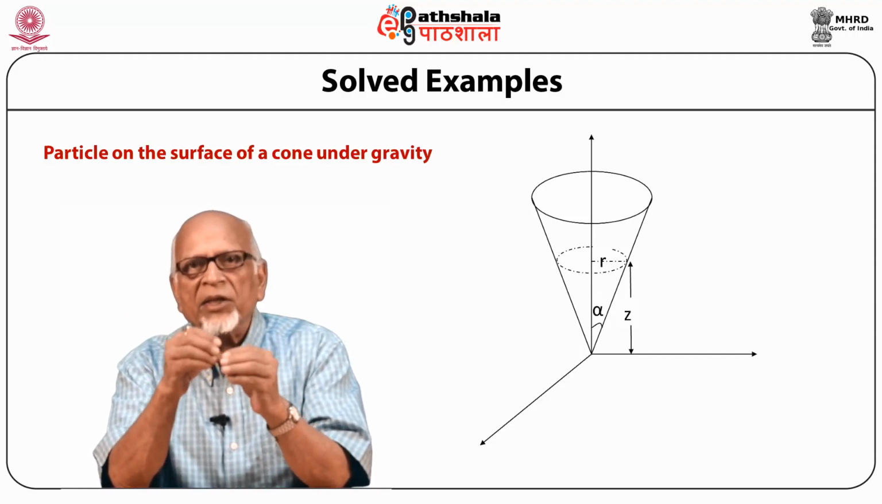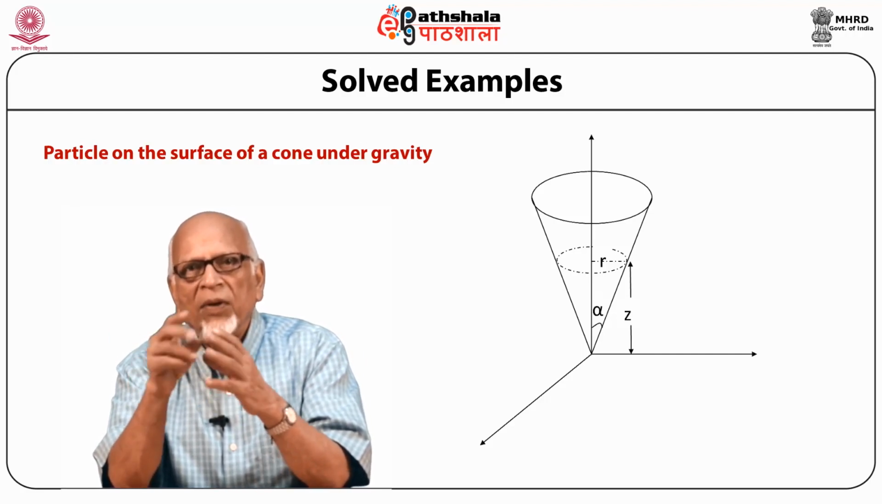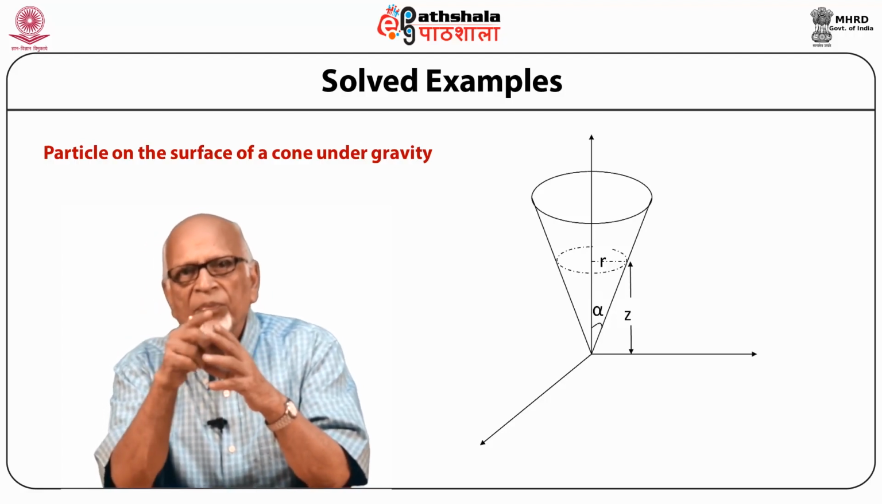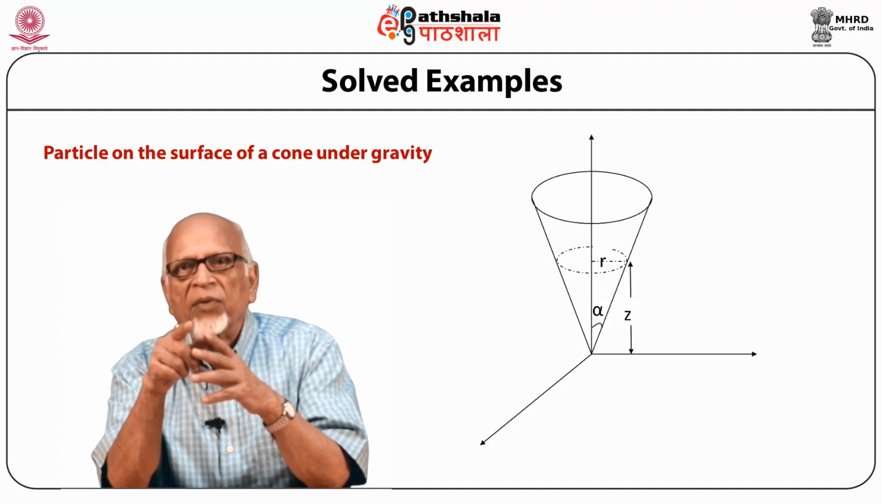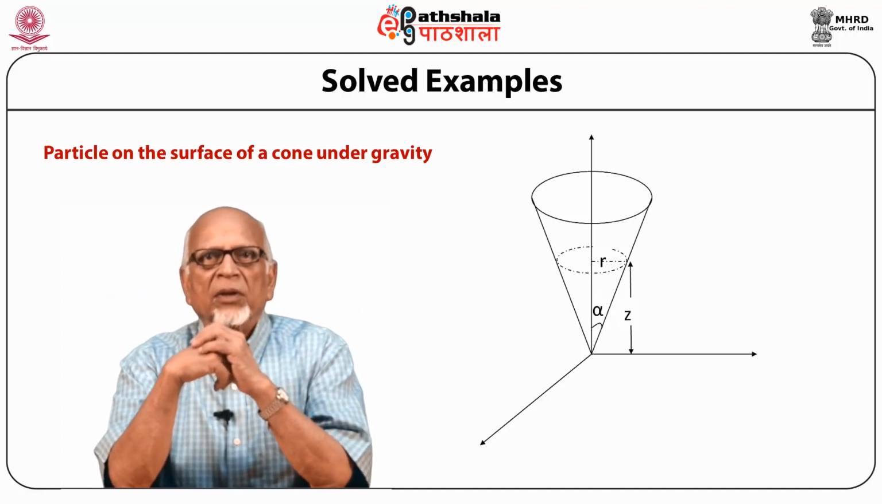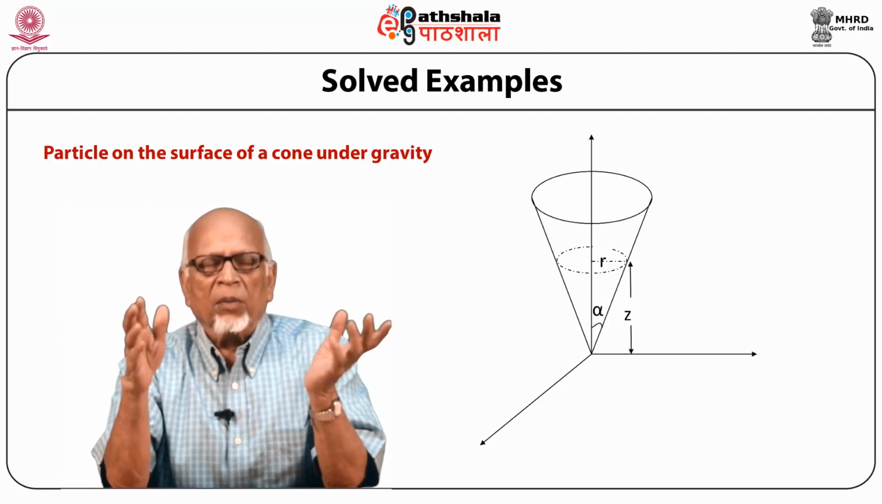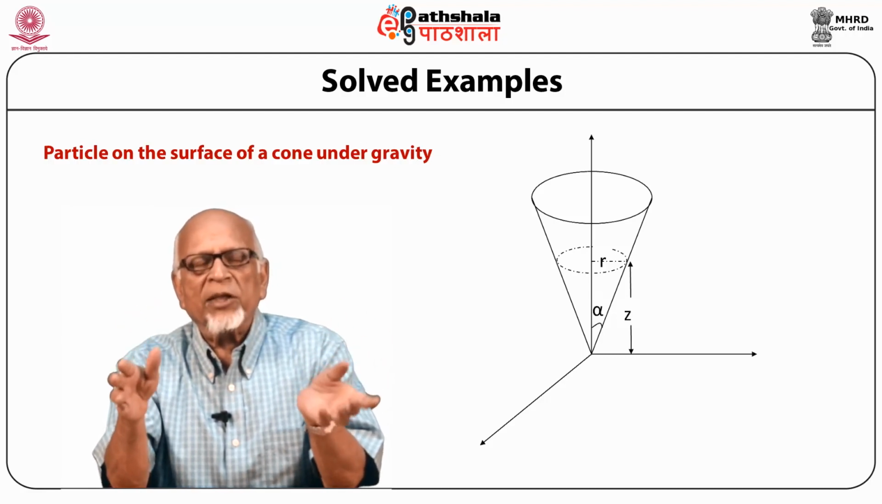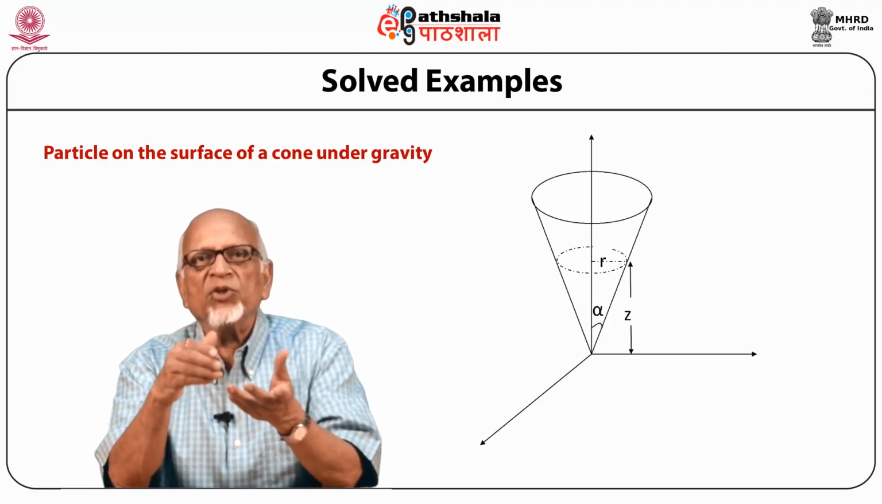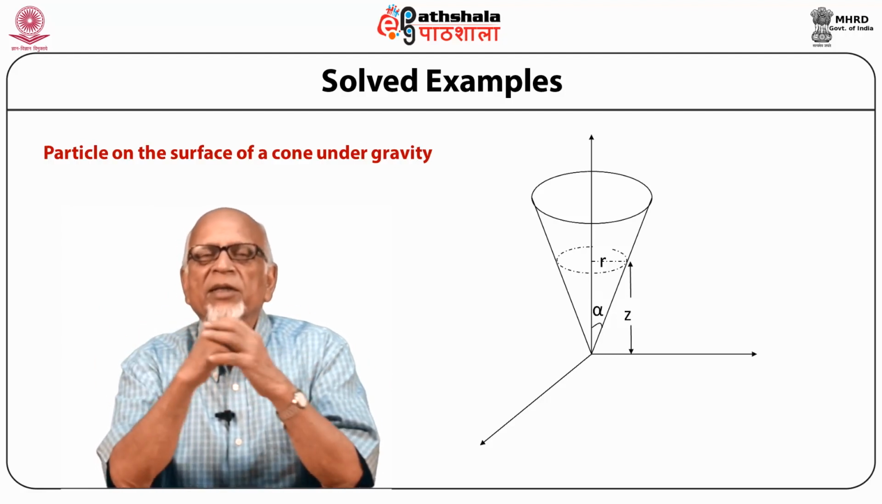The kinetic energy T is half m times x dot square plus y dot square. Now writing x and y in terms of theta, the kinetic energy becomes half m r square theta dot square. So the next thing is to write the potential energy. Potential energy is mgz. So potential energy is simply mgr into 1 plus cosine theta.